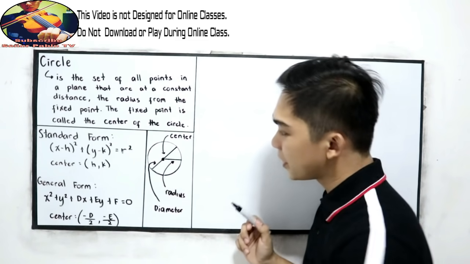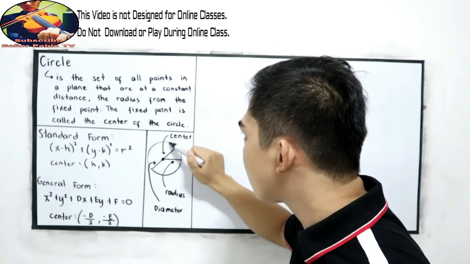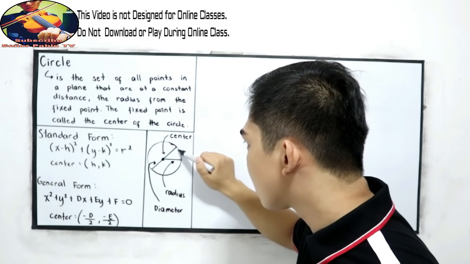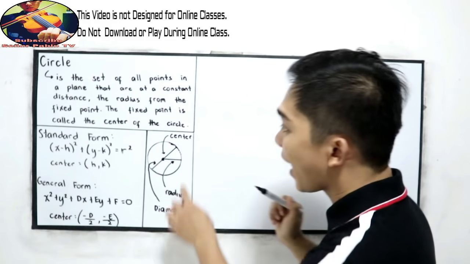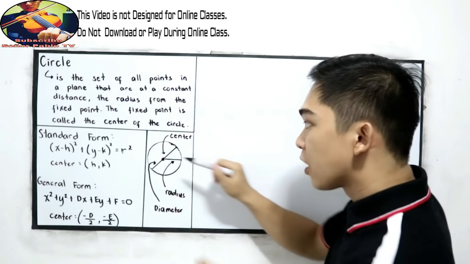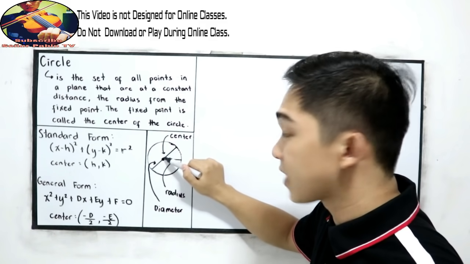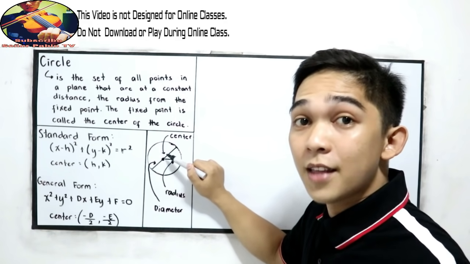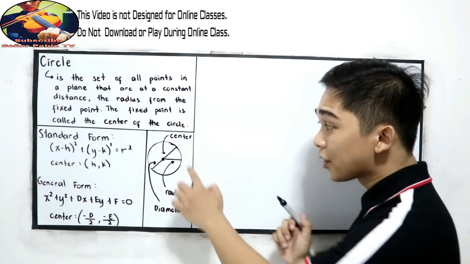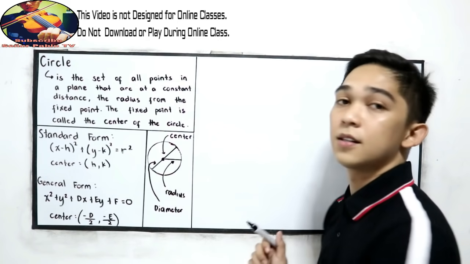So from the center, we have a set of points. Okay, these are infinitely many points, and these points are equidistant from our center. That means if we're going to connect one point on the circle to our center, that is our radius. Again, all the points around the circle are equidistant from the center.